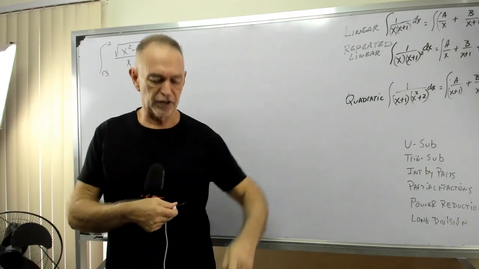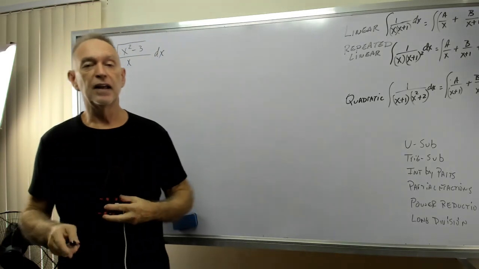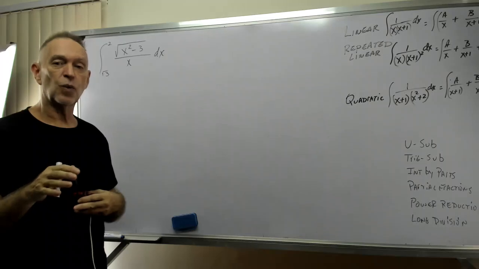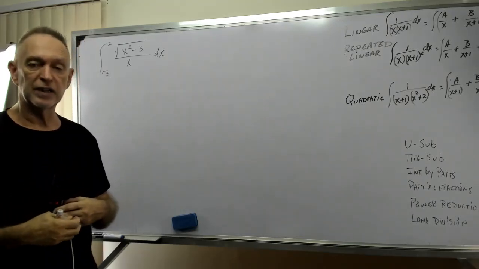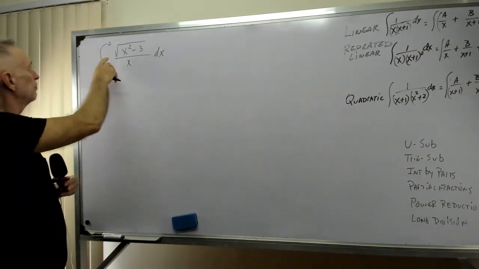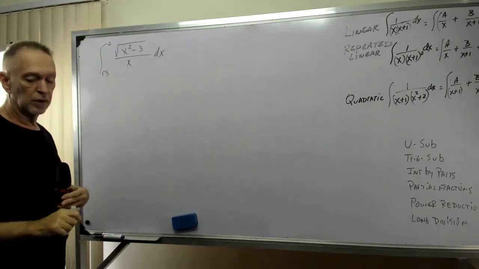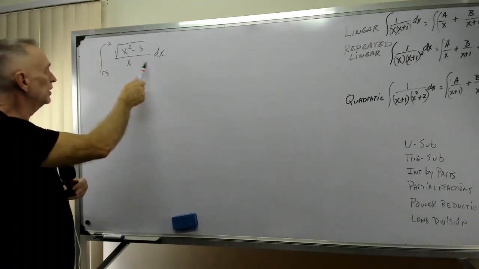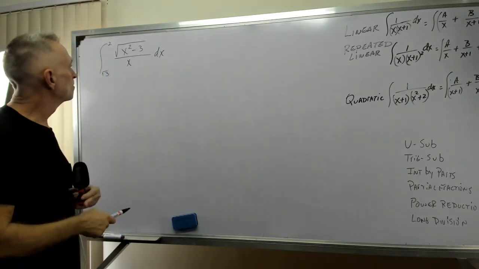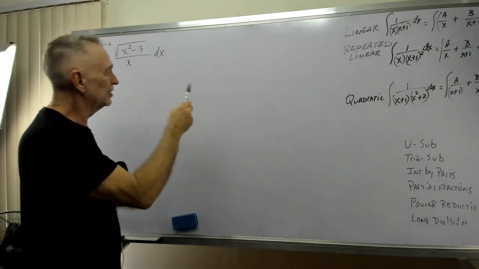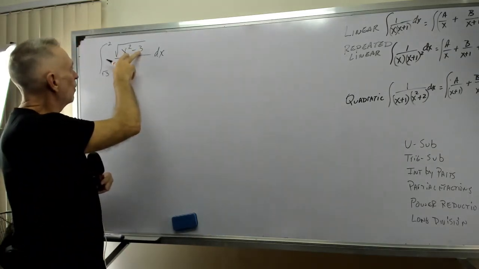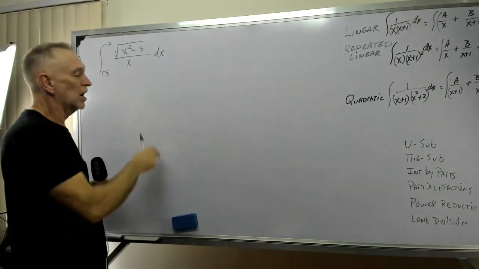We're here in Tarlac City, Philippines, and we're looking at an integration problem using secant squared x minus 1 as the identity that we're going to utilize. So we have the integral from square root of 3 to 2 of the square root of x squared minus 3 over x, integrating with respect to x, or dx. If you notice, this thing just looks like secant squared x. It's of that form, secant squared x minus some constant.